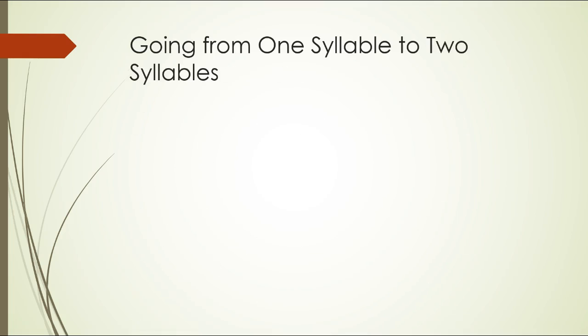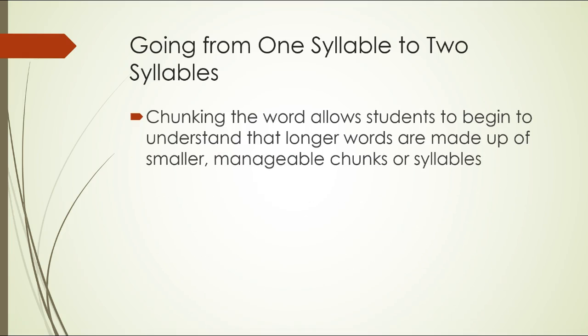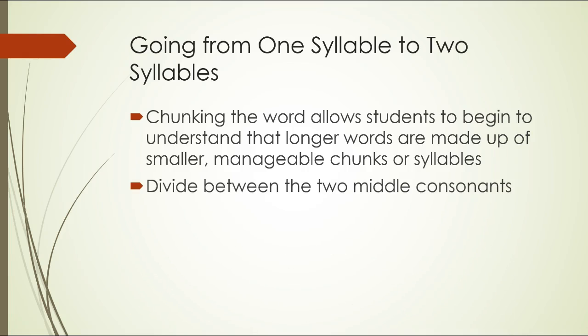Additionally, when we're teaching students how to break apart syllables and identify them, the first thing we want to do is start with words that only have one syllable. And then we'll move to two syllables, and then obviously we can increase it from there. This way of chunking it helps the student begin to understand that longer words are made up of smaller parts, that they're manageable chunks or syllables, and they can be broken apart. When we are working on those bigger words that have two syllables, we want to divide between the two middle consonants.